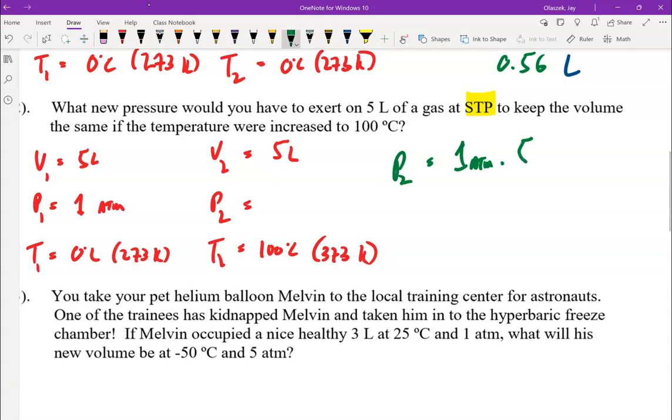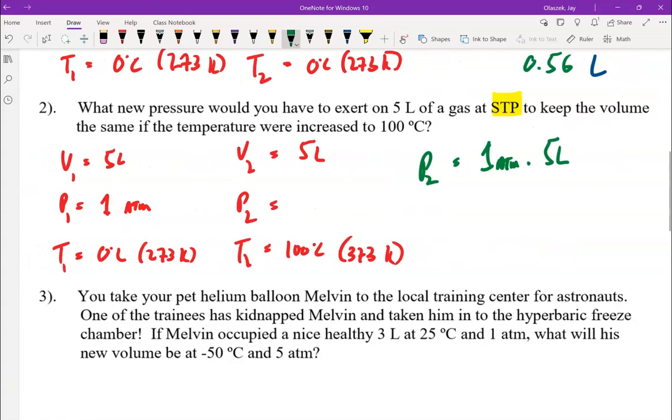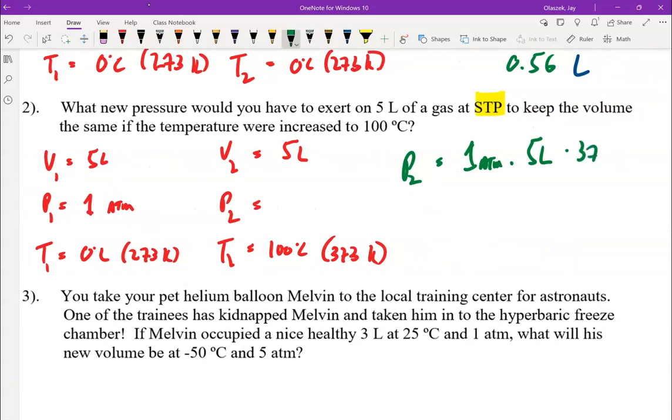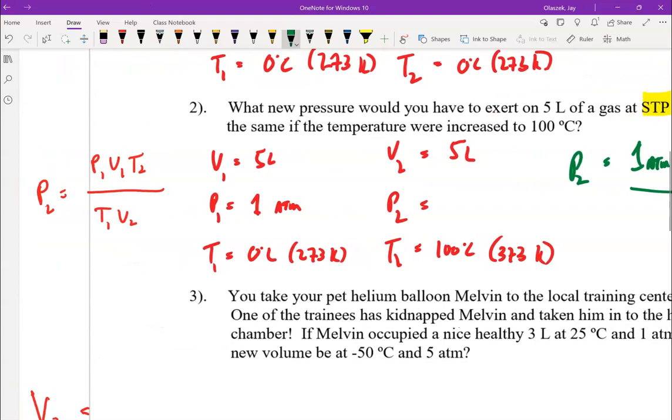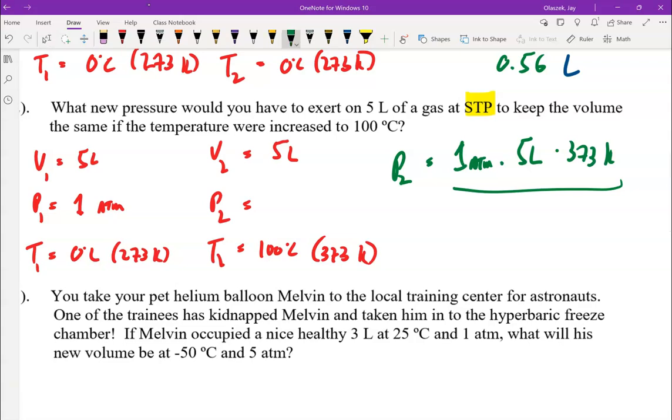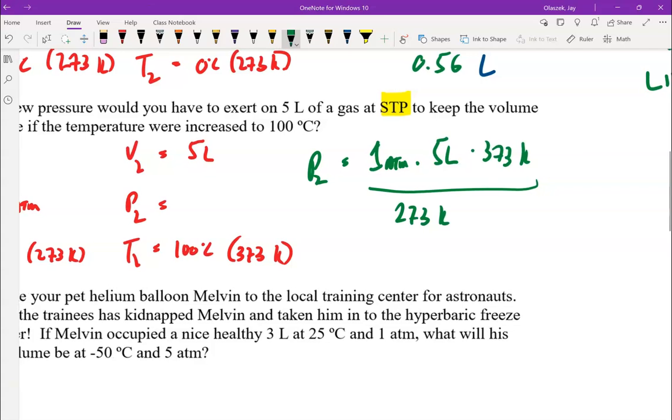V1 we said is 5 liters. T2 we said is 373 kelvins. We're going to say T1 is our initial temperature, 273 kelvins, and V2 is staying the same, 5 liters. Let's double check to make sure everything cancels. Kelvins cancels. Liters cancels, leaves our answer in atmospheres.